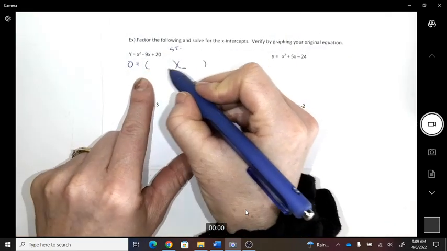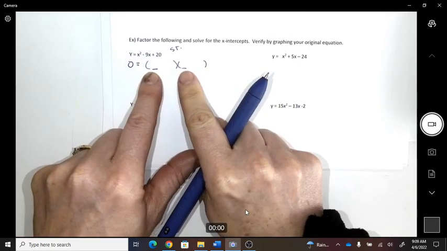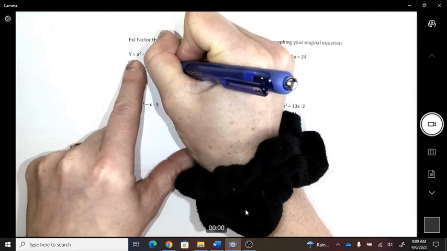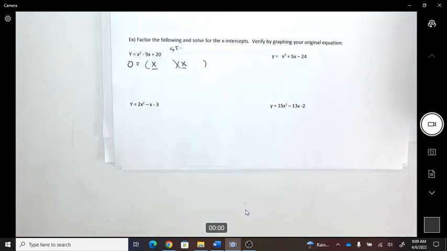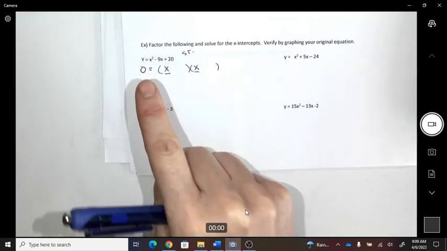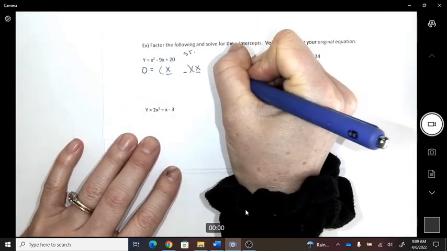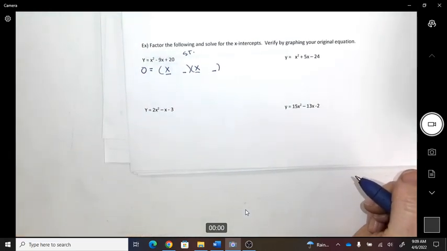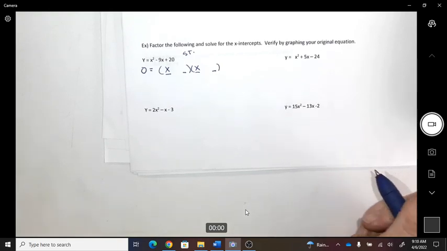What first times first makes x squared? So x times x. Okay, that's what will multiply to x squared. At the end, what times what will give you 20? Now, those 2 numbers that you're going to pick also will have to add to 9 in the middle.